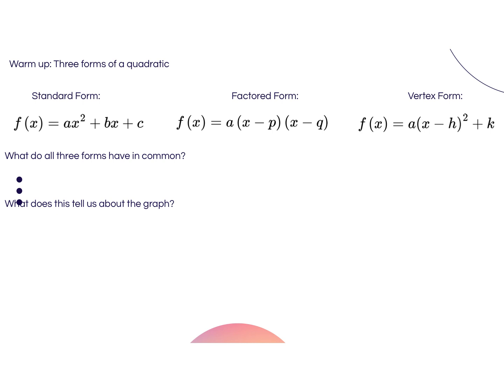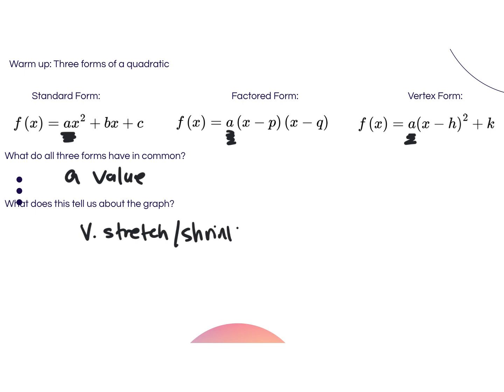When I look at all three of these forms, the one thing they have in common is they all have an a-value. This a-value is consistent throughout each form, so the a-value is what each has in common. What does this a-value tell us about the graph? Well, it tells us if our graph is vertically stretching or shrinking. It tells us if our graph has a maximum value or a minimum value.